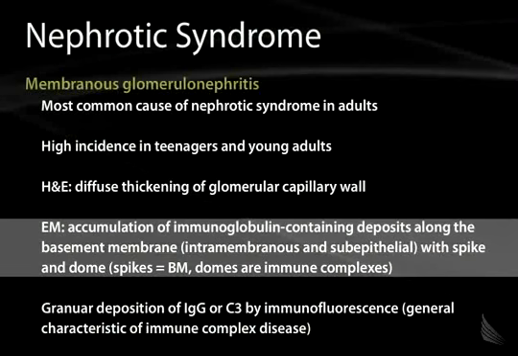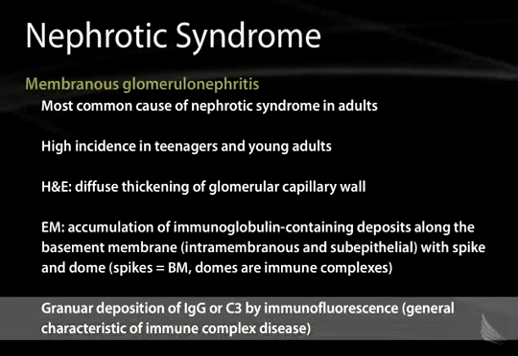If you look at the electron microscopic level, what you see is an accumulation of immunoglobulin-containing deposits along the basement membrane. And this causes the formation of what we call a spike and dome type formation, which I'll show you in a picture in just a minute. The spikes are actually the basement membrane. The domes are the deposition of these immune complexes along the basement membrane.